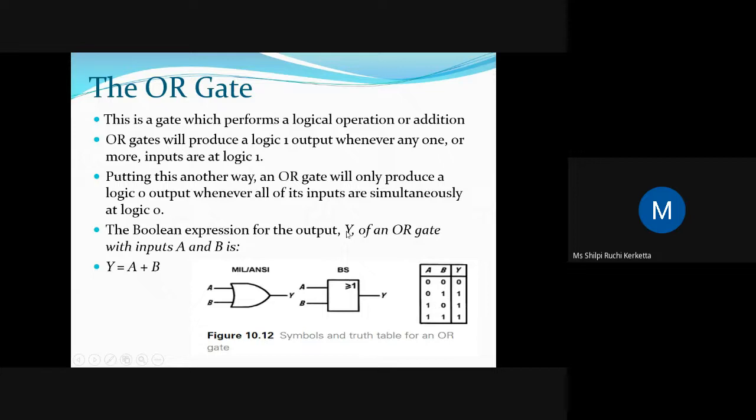So by seeing the truth table, what we can say is, if either of the inputs is 1, then we are getting a 1, and we are only getting 0 if all the inputs are 0. So this is what is defined here. OR gate will produce logic 1 output whenever any one or more inputs are logic 1. And putting this in another way, OR gate will produce a logic 0 output whenever all the inputs are simultaneously at logic 0. Okay. So this is the definition for OR gate.